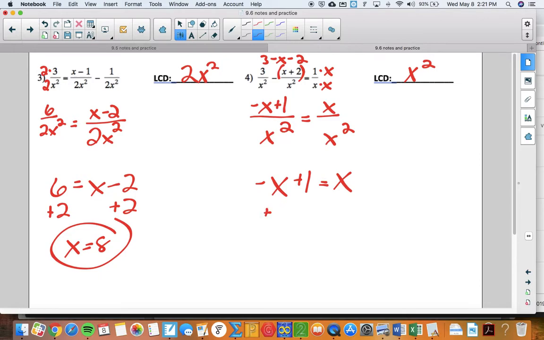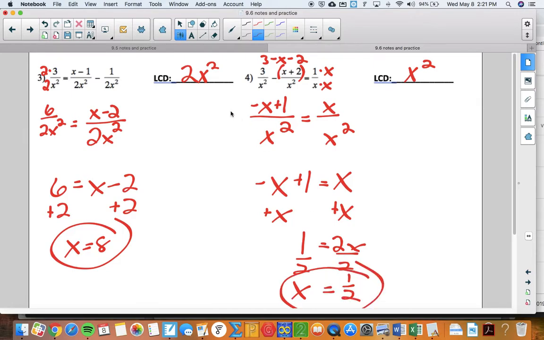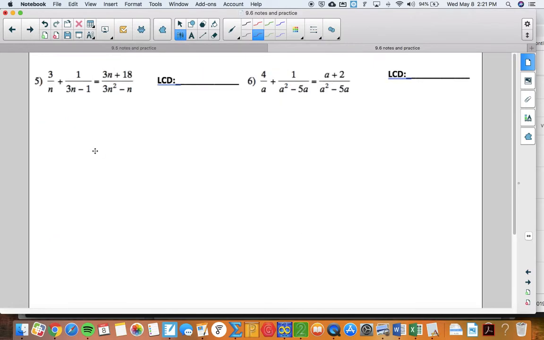Now I will add x to each side, and so I get 1 equals 2x. Now divide by 2 to get x by itself, you get x equals 1/2. Number 5.